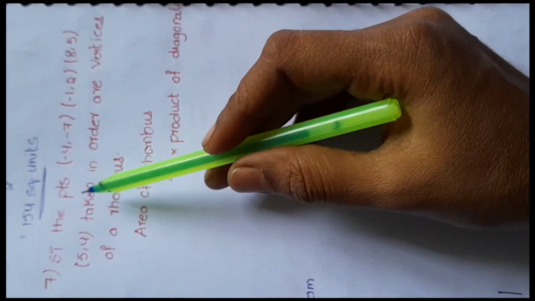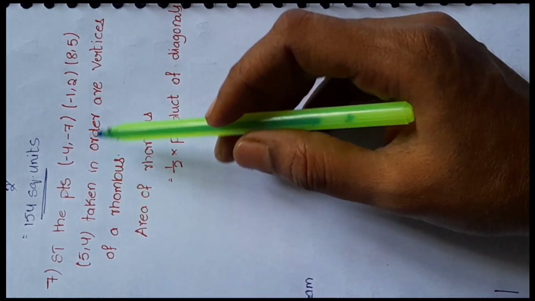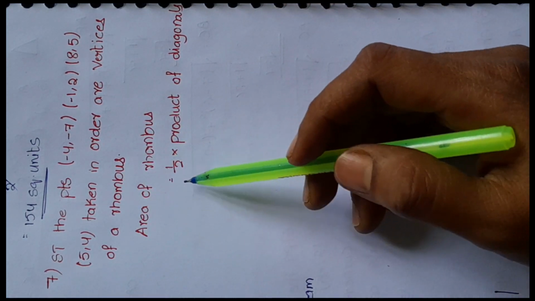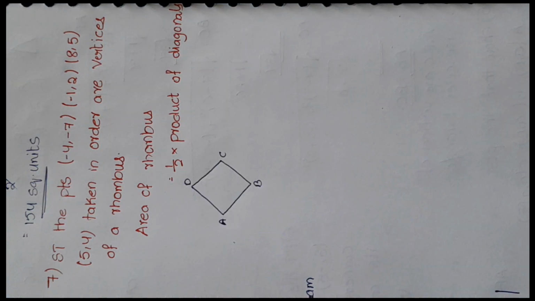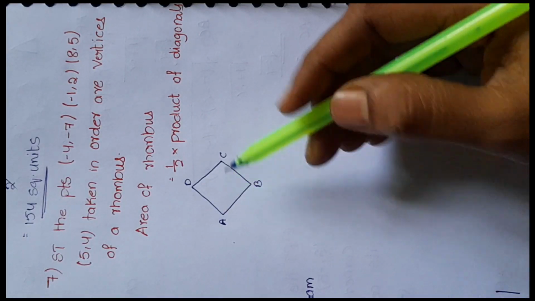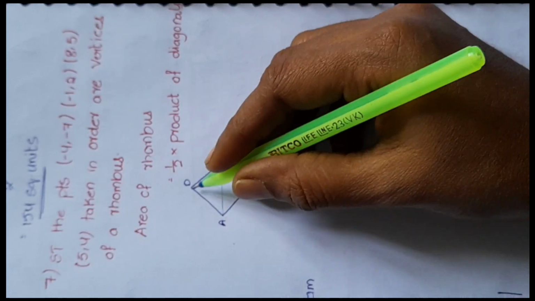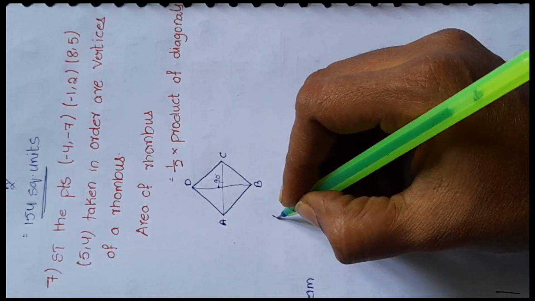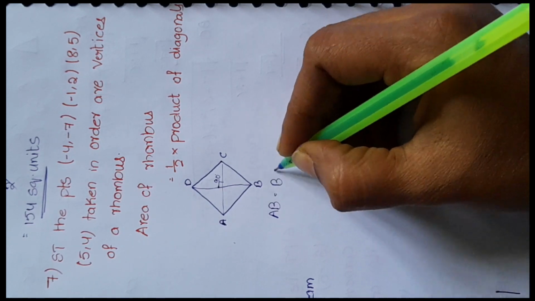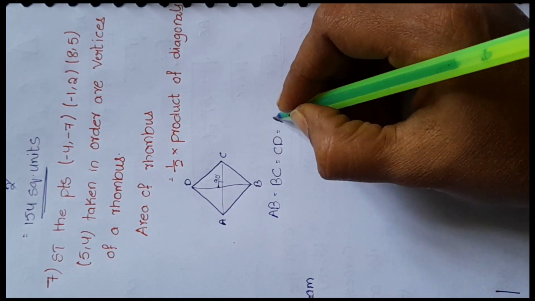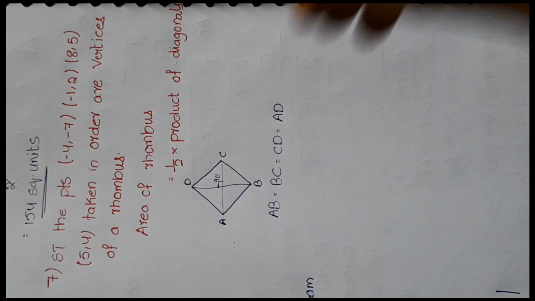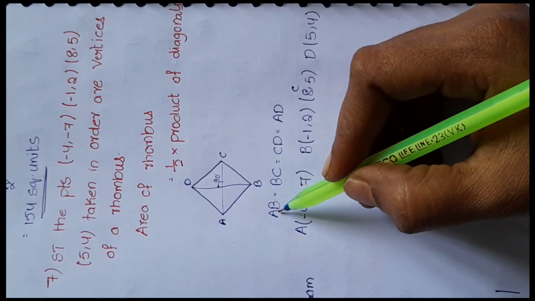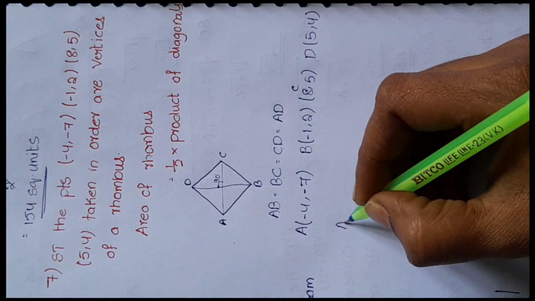Seventh question is, show that the points minus 4, minus 7, minus 1, 2, 8, 5, 5, 4 taken in order are vertices of a rhombus. Area of the rhombus formula is half into product of the diagonals. The conditions for a rhombus are that all the four sides should be of equal length and the diagonals should be perpendicular to each other. That is, they should make 90 degrees with each other and they should be of unequal length. That is, AB should be equal to BC should be equal to CD should be equal to AD. Now let us name the 4 points A, B, C, D. Now we should find the distances of AB, BC, CD and AD.